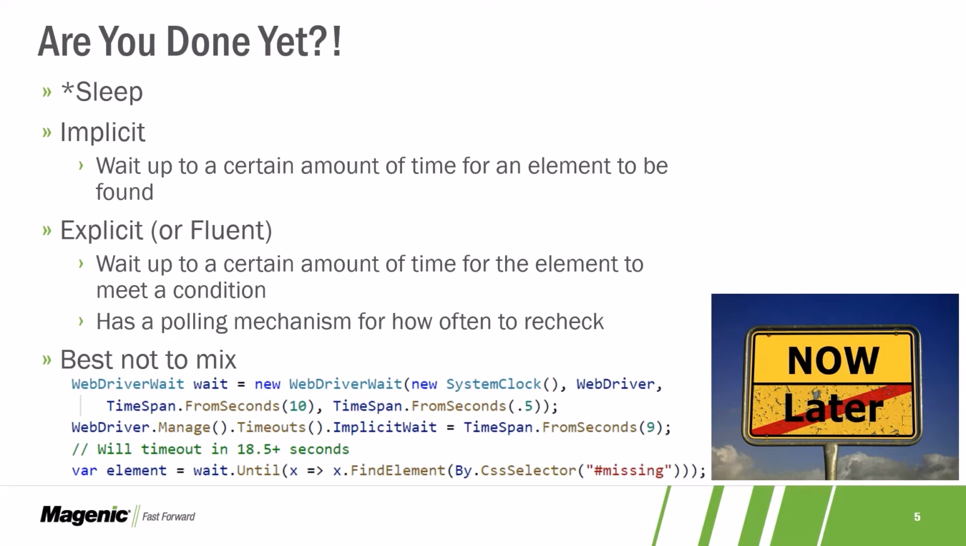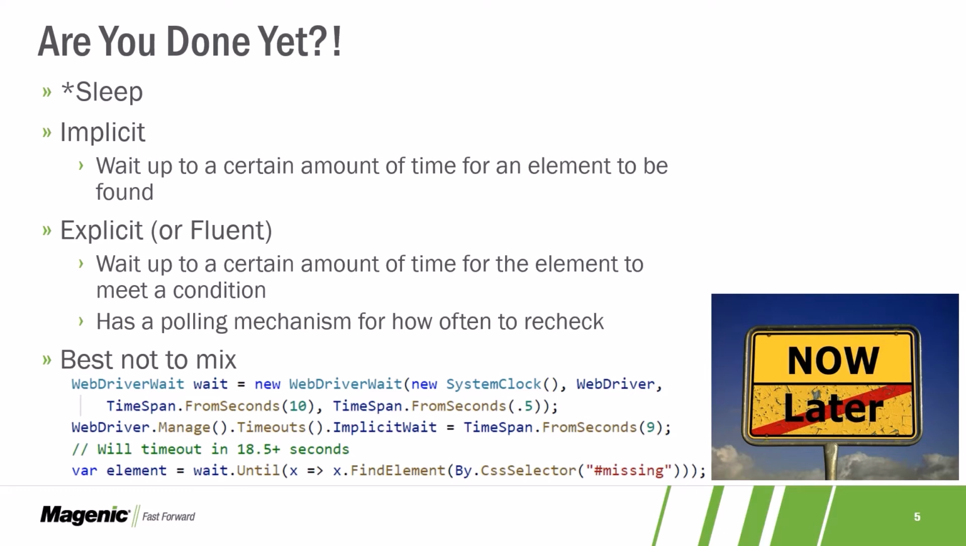And you'll see this example here. I have a WebDriver wait. That's the explicit wait, and we have that set for 10 seconds. And then we have a polling time of a half second. Then we also set our implicit wait to 9 seconds. So what happens is when we actually do this explicit wait, we will look for the element. And in this case, it doesn't exist. So it will take 9 seconds to come back and say, didn't find it.